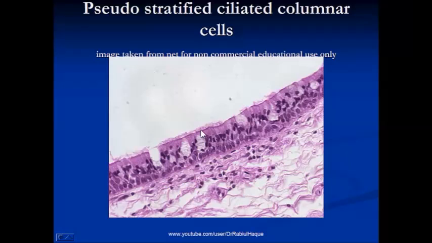Okay, so this is normal pseudostratified ciliated columnar epithelium. But what happens in the case of a chronic smoker?